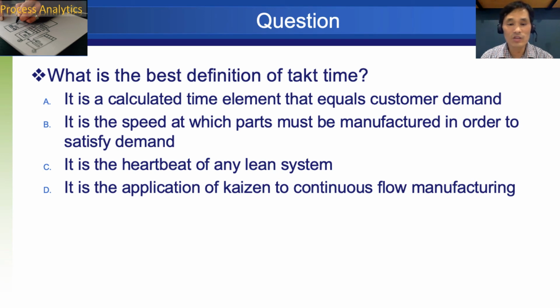Now let's take a look at a few questions. What is the best definition of takt time? A. It is a calculated time element that equals customer demand. B. It is the speed at which parts must be manufactured in order to satisfy demand. C. It is the heartbeat of any lean system. D. It is the application of Kaizen to continuous flow manufacturing.